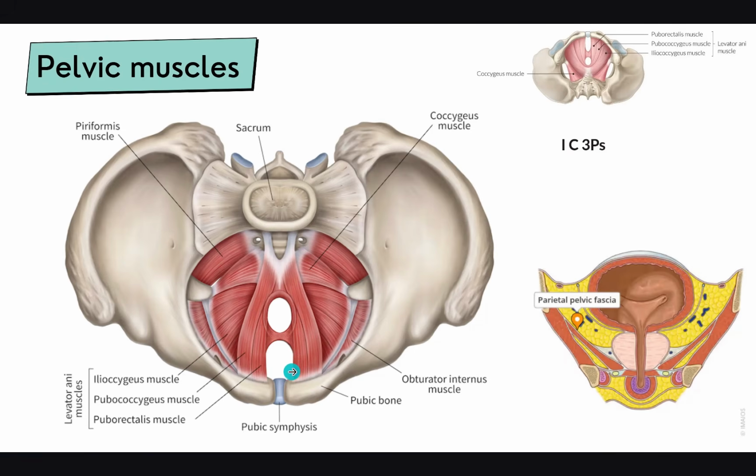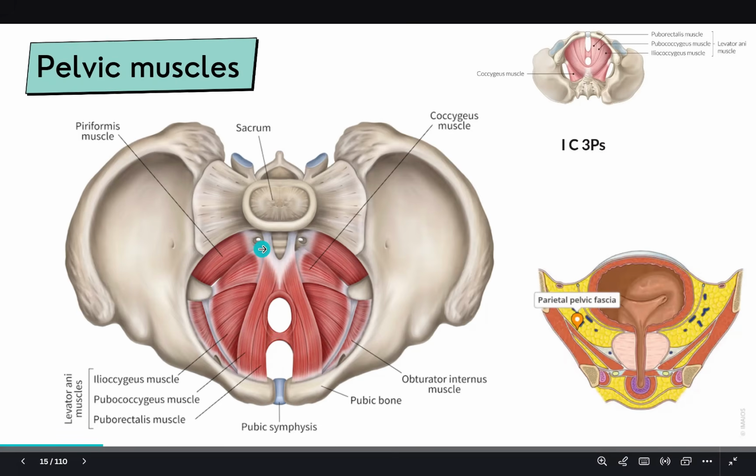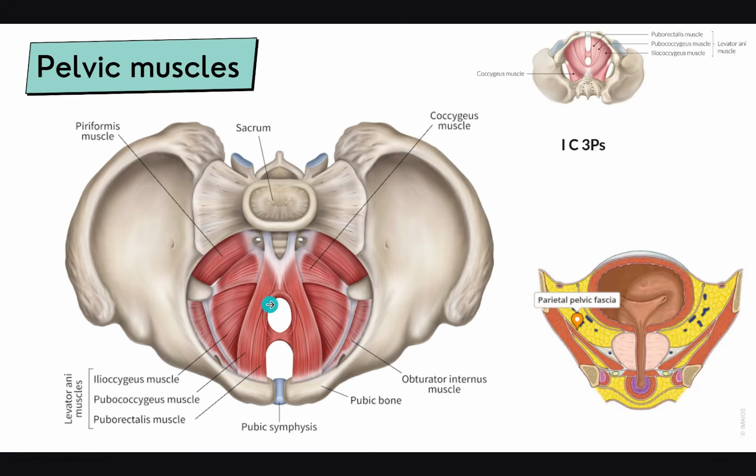Again, the puborectalis muscle is responsible for maintaining the anal tone and also making sure that the anus is properly fixed and pulled forward so that automatic defecation doesn't happen. All right. The other muscle in the levator ani series is the pubococcygeus muscle from the pubis to the coccyx. Okay. The third muscle is the iliococcygeus muscle.